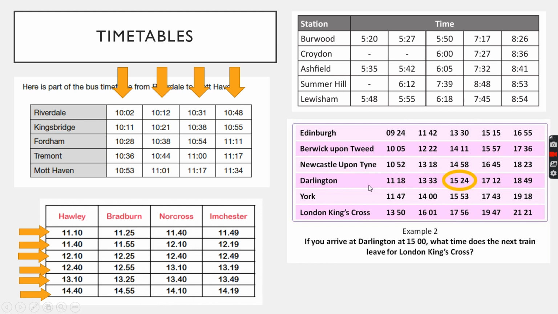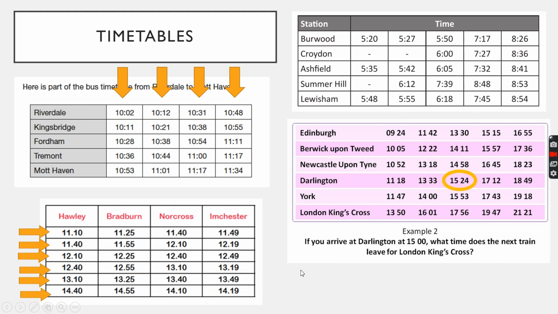So I'm at Darlington and I'll get there at 3 o'clock. So I've missed that one. I've missed that one. Oh, I could get that one, okay? But I'm going to King's Cross, so I'm going this way. So this will be my journey. It will go from Darlington to York to King's Cross. What time does the next train leave for King's Cross? Well, it leaves at 3:24. So I'll be waiting there for 24 minutes for the train to leave.